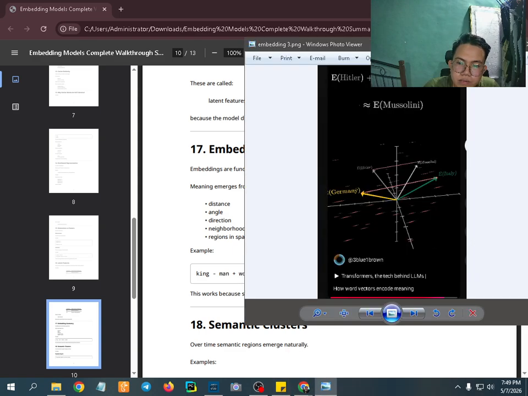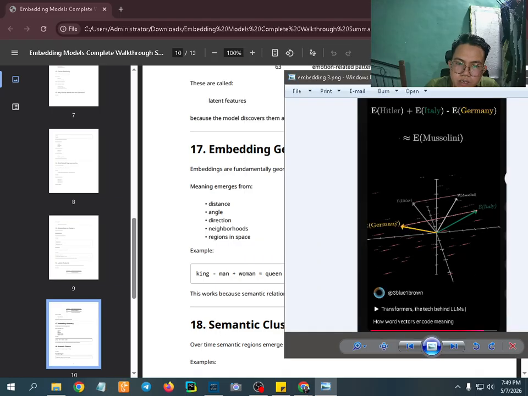It's called embedding geometry because we can actually subtract vectors, since they have distance, angle, and neighborhood regions in the space. For example, if we subtract Italy from Germany and then add Hitler, it will lead us in the direction of Mussolini.